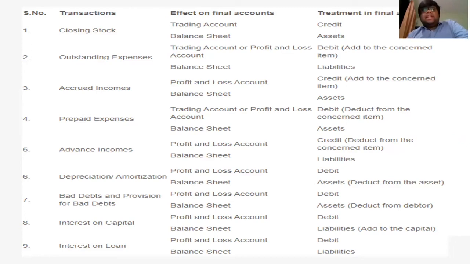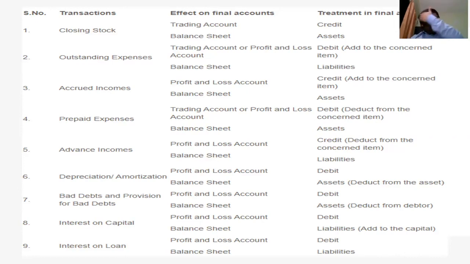The next one is interest on capital. The amount of interest which is allowed on capital is known as the interest on capital. It is an expense, so it is added to the amount of capital in the balance sheet and shown on the debit side of the profit or loss account.